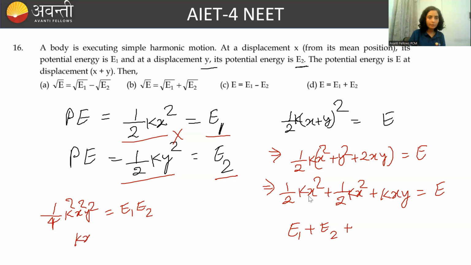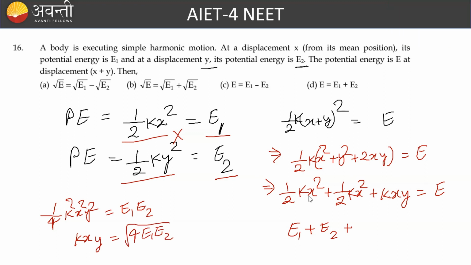Now kxy will be equal to what? 4 E1 E2 का root under. ठीक है? And its value will be equal to how much? Kxy is equal to this. So here this is equal to kxy and that is equal to 2 root under E1 root under E2 and this is equal to E.